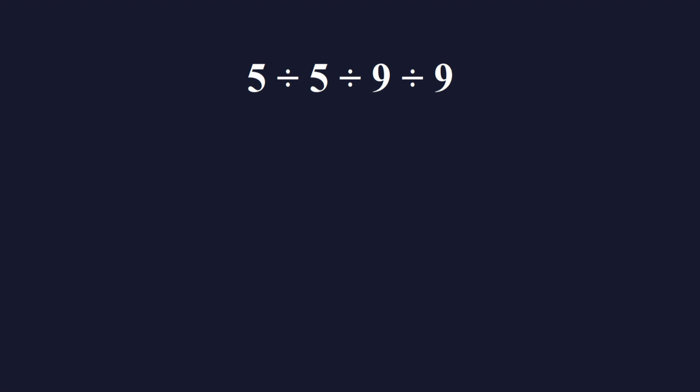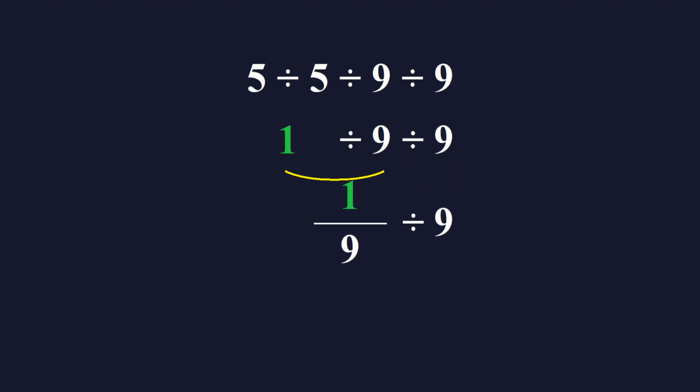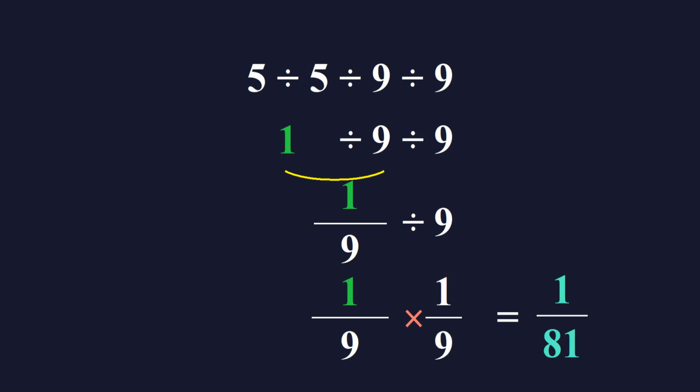So we have first this division, 5 divided by 5 equals 1. So we have 1 divided by 9 divided by 9, and we can write this part as 1 over 9 divided by 9. So we must keep the first fraction 1 over 9 and change division to multiplication times, then flip the second fraction 1 over 9, which equals 1 over 81, and this is our final answer for this problem.